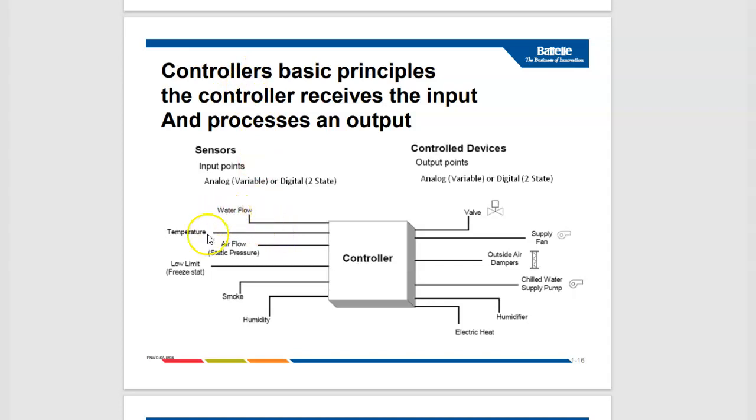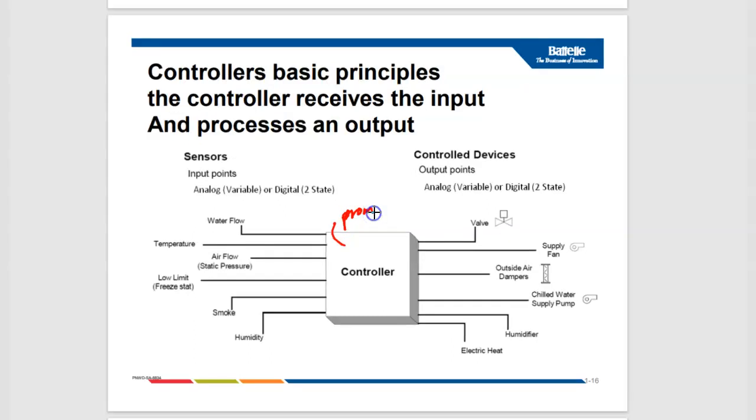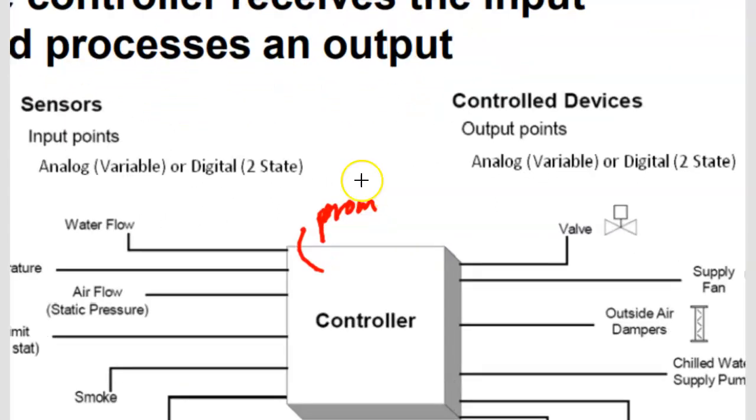So here we have water flow, temperature, air flow, static pressure, low limit, freeze sensor, smoke sensor, humidity sensor. All of this will be sent to the controller, and what does the controller do? The controller will adjust according to your program. If your program uses C++, perhaps, or Java, or whatever programming language you know, you just program it, or it depends on the controller itself which kind of programming it uses. So you program here, and then the control device will do whatever needs to be done according to your programming.